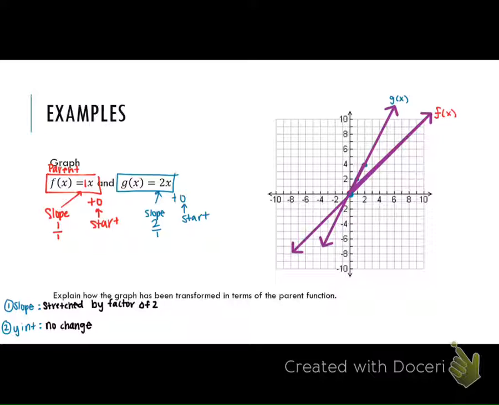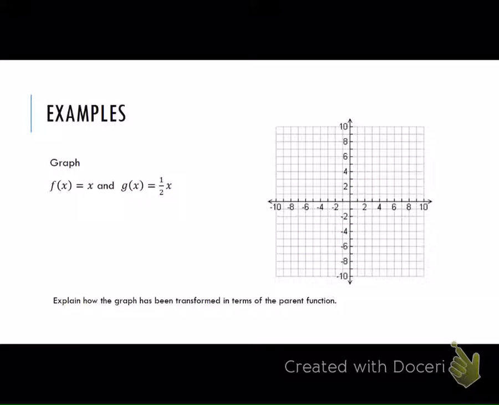All right, next one. So we're going to graph the parent and its transformation. Remember, the parent is like plus 0 and 1. So our slope is 1 over 1, and we start at 0. So we start at 0 and we go up 1 over 1.